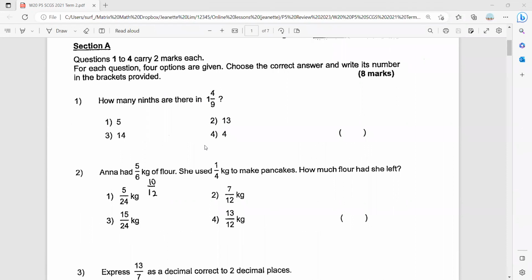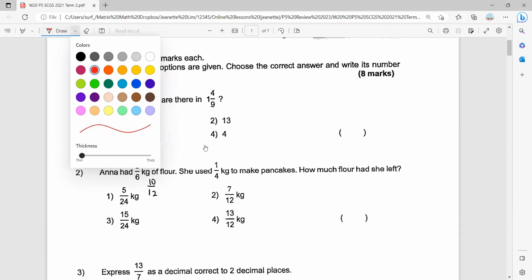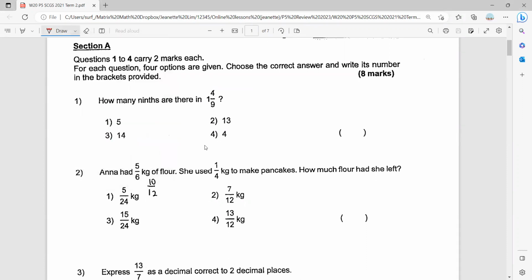Question 1, how many nines are there in 1 and 4 nines? Okay, in one whole, there are 9 nines. So total, this is from your one whole, then plus your 4 nines. So that will give us 13 nines. Okay, so answer is 2.